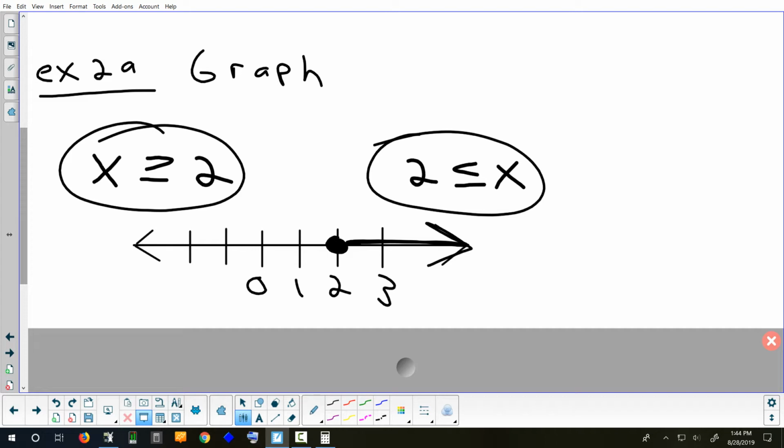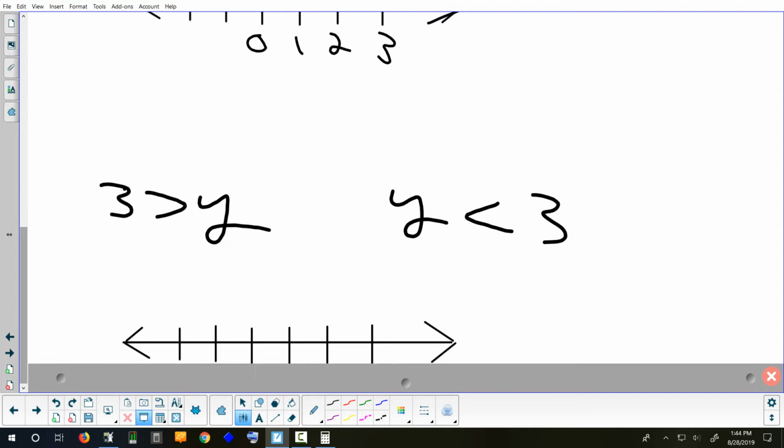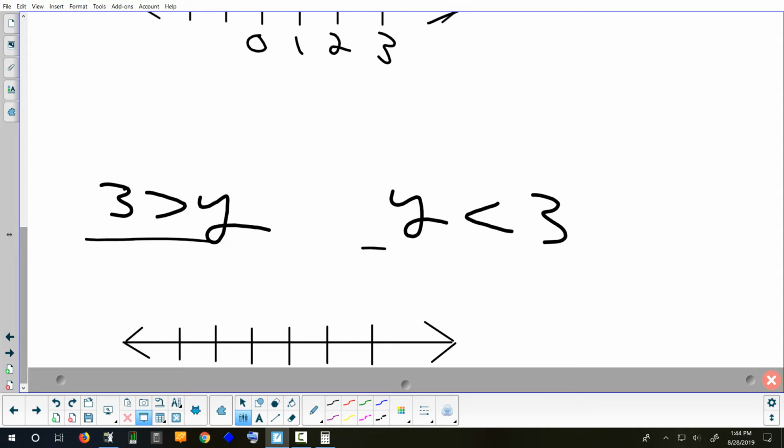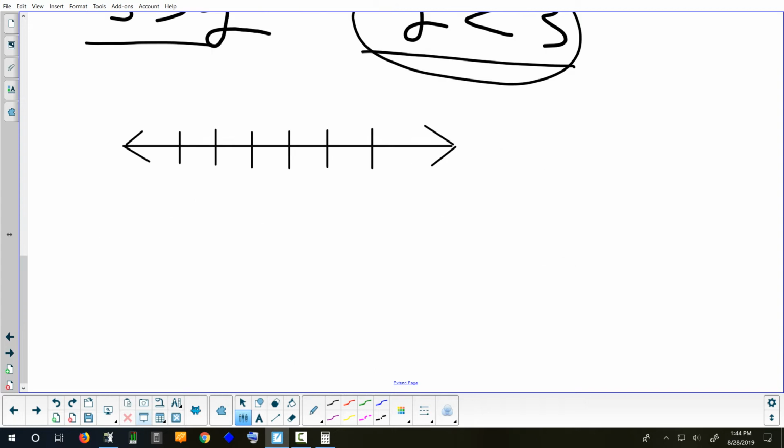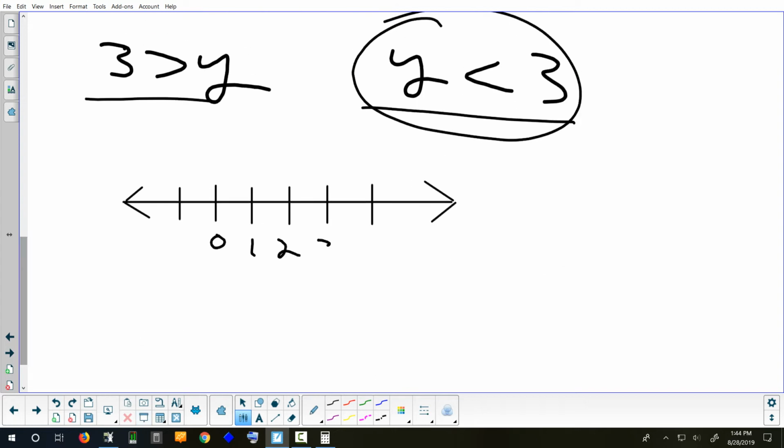Okay. How about this one? First, do we agree that this and that are the same or no? Yes, they are the same. Which one, based on what we just did, should we go with? Go with the second one, the one on the right. What kind of circle here? Open. So open on what number?